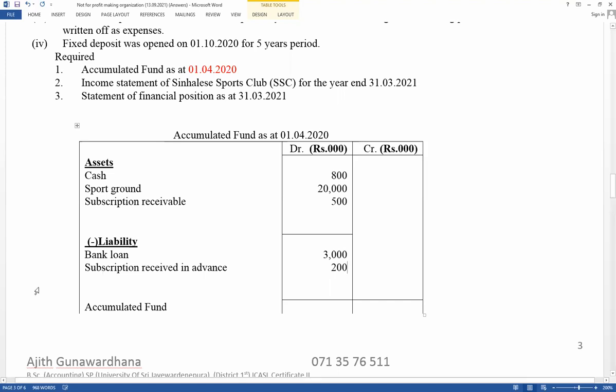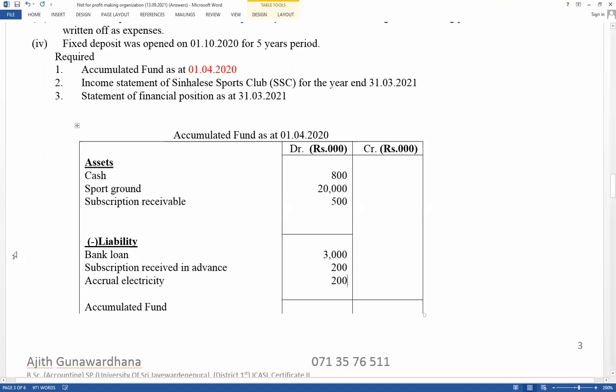Then the next one, accrual electricity, is also a liability. Accrual electricity is given as 200 under liability. Accrual electricity value equal 200 liability.